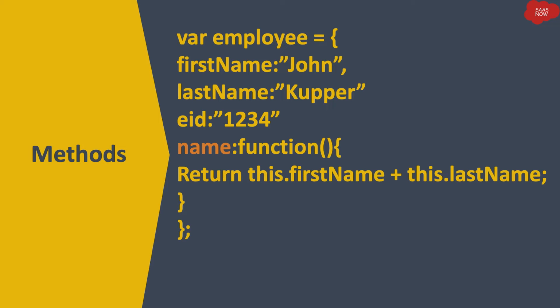Methods. Objects can also have methods in JavaScript. Like you have properties and their values, similarly, objects can also have methods. Methods are basically actions which can be performed on objects. In this example, name is a function, which is also a property. So overall, name becomes a method of employee object.